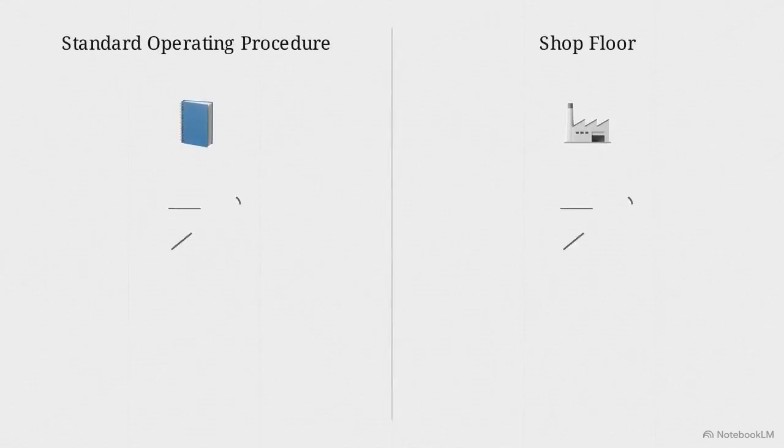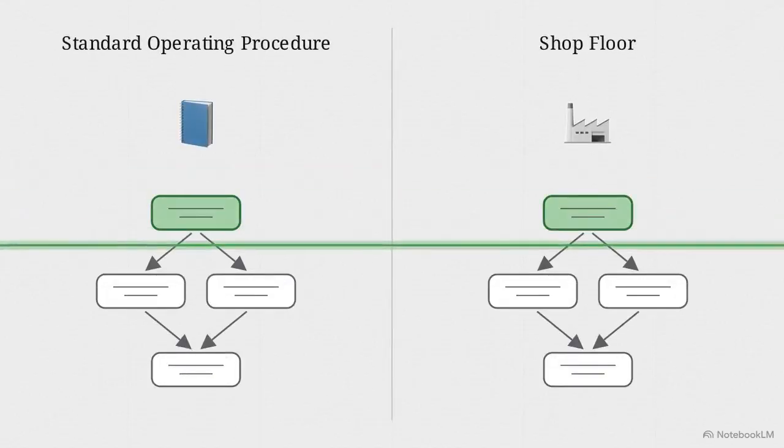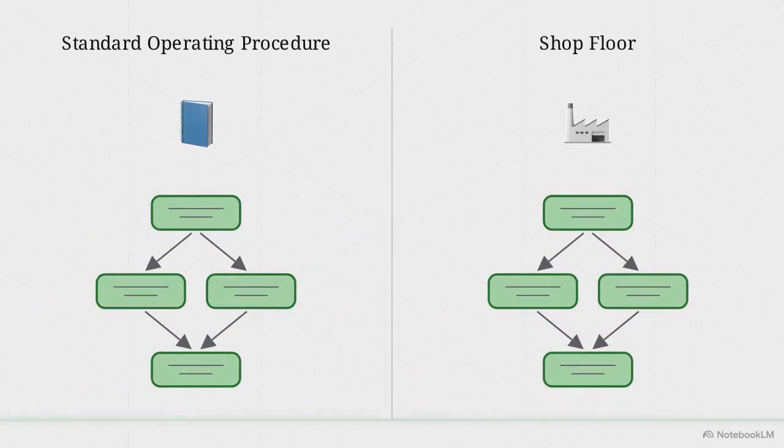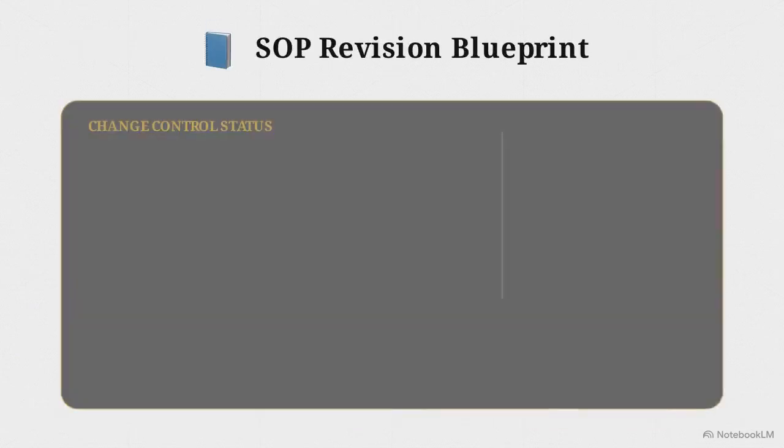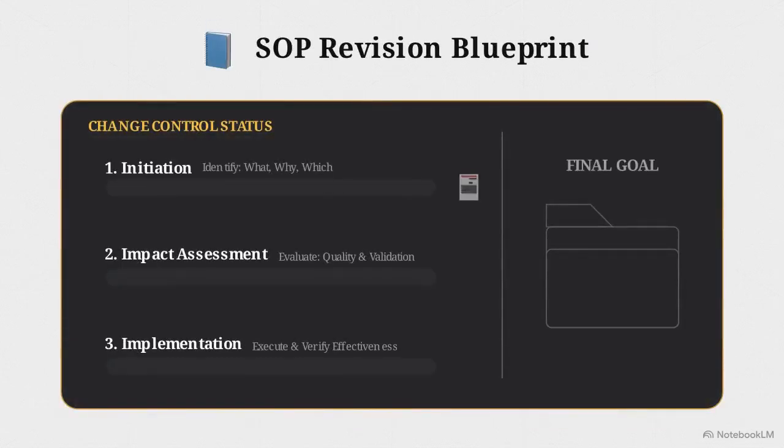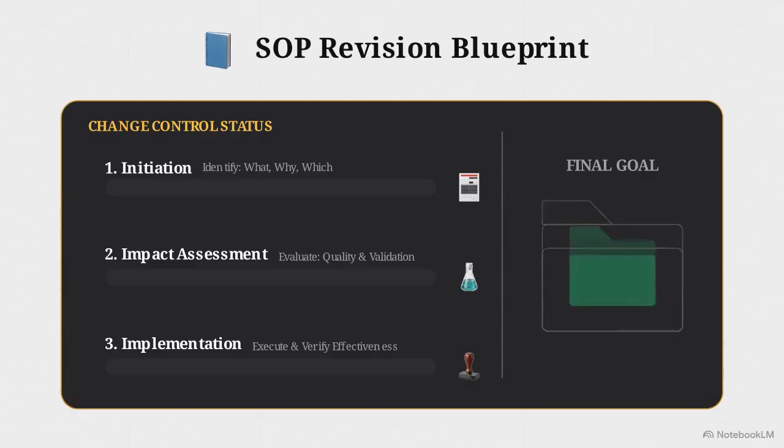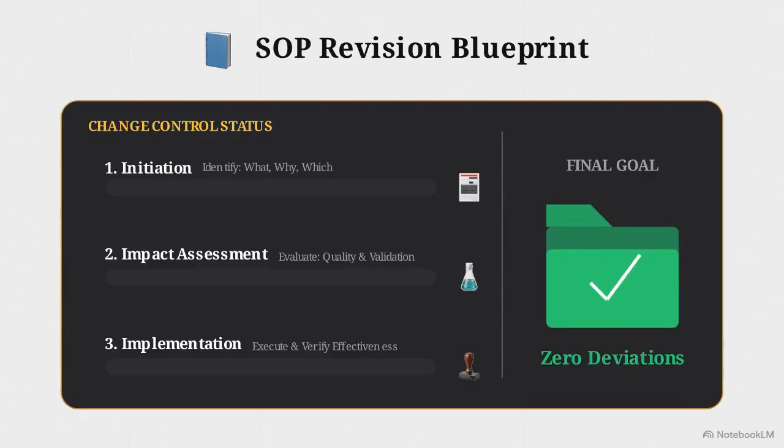Specifically, it ensures our standard operating procedures accurately reflect the reality of our operations. This diagram outlines the three mandatory phases of updating an SOP during a change: initiation, impact assessment, and implementation. Updating your documentation is a strict operational blueprint. Nailing these three phases ensures consistent execution and prevents critical deviations on the shop floor.